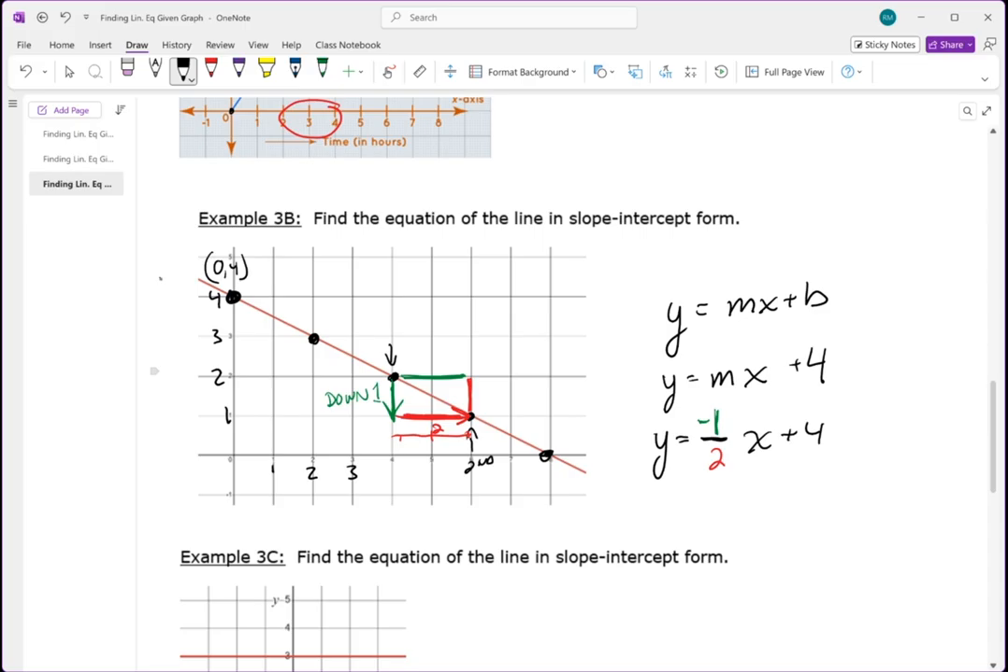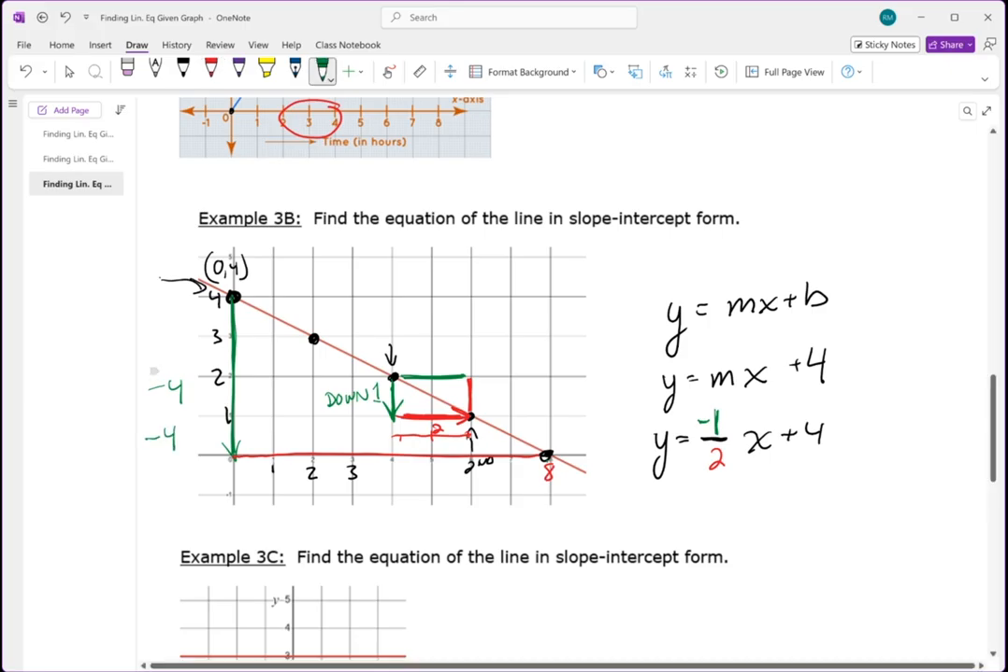So I'm going to consider this my first point. If I go to get down to this point over here, I'm going to have to go down all this way, down 4 units. And then I'm going to have to go to the right all the way over here. And this is at 8. So I'm going to have to go to the right 8. Well, that slope would be -4 over 8, which ends up being -1/2.